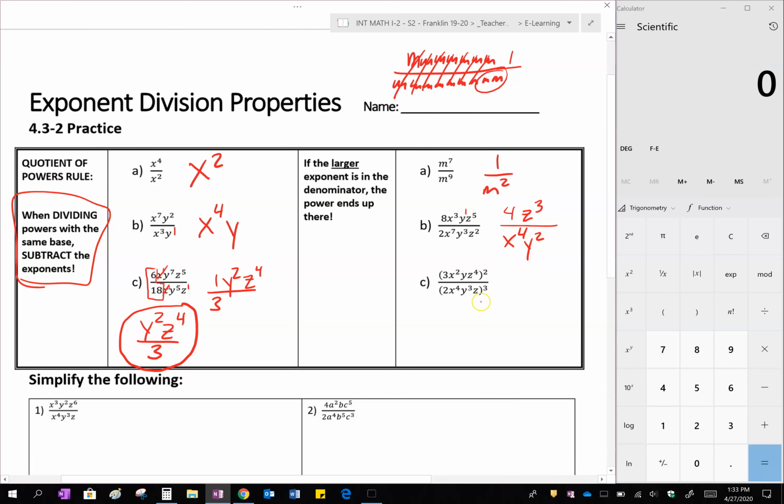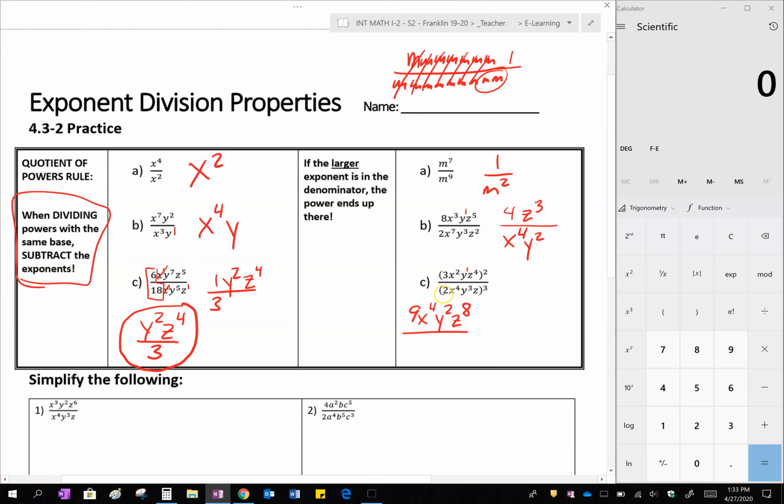Last one here. Here we have to do 2 things. First, we have to square this top thing and cube the bottom thing, and then we'll simplify afterwards. So 3 squared is 9, and then multiply the exponents. So x to the 4th, y squared, z to the 8th. Just multiply each exponent by 2. 2 times 2, that's 4 for the x's. 1 times 2 is 2 for y. 4 times 2 is 8 for the z.